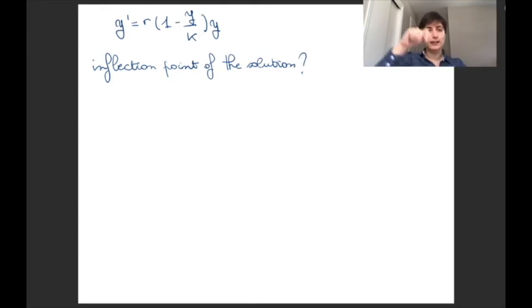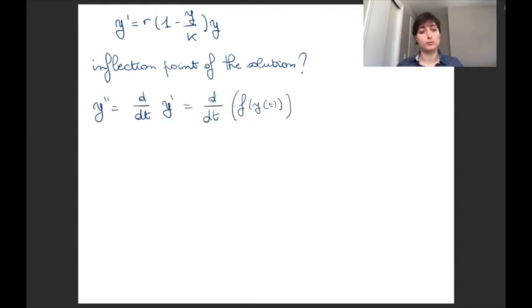Is there an inflection point of the solution? What does it mean? Well, when we were looking at solutions that were between 0 and k, we said that they were doing an S. There is a point in which you stop going upwards and you start going more sideways, in a certain sense. Where is that inflection point? Well, the inflection point is where y second is equal to 0.